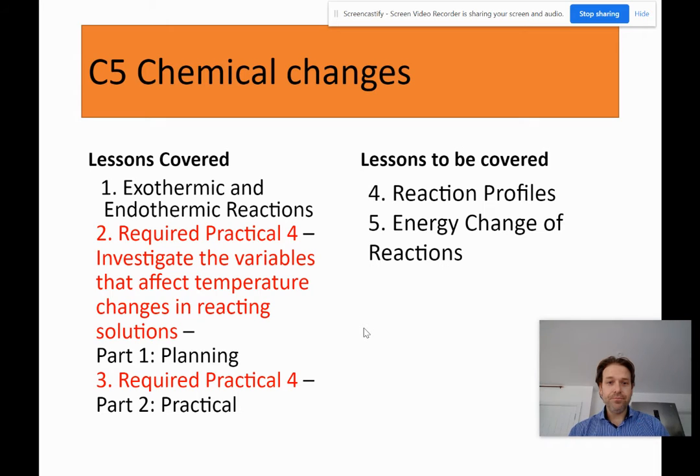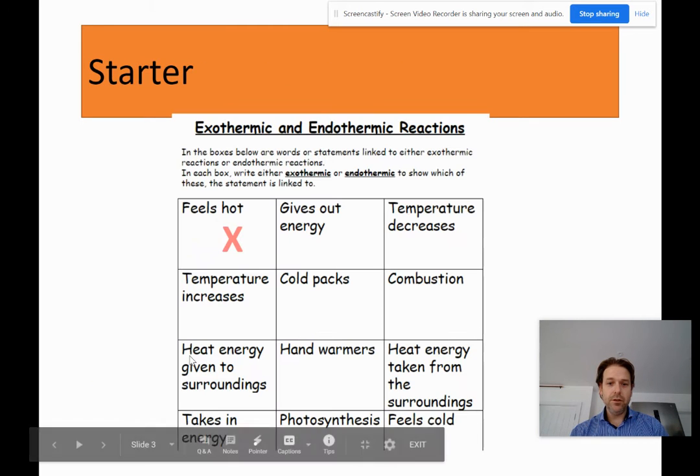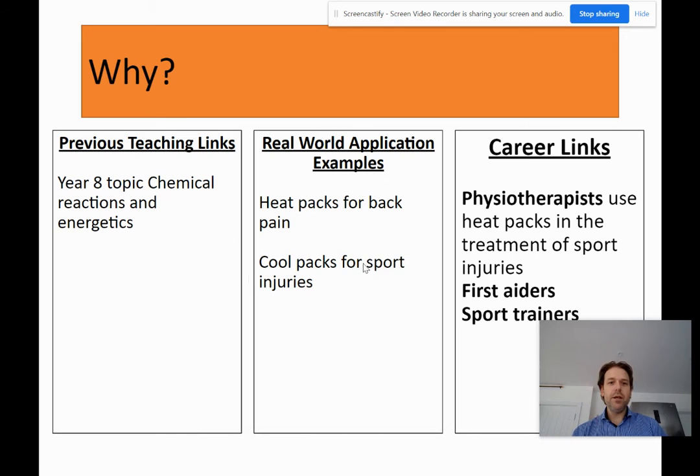Okie dokie. So where are we going with this and why are we learning about it? What we've got is, there we go, a bit of delay there on my computer, which is always fun. Here, why are we learning about this?